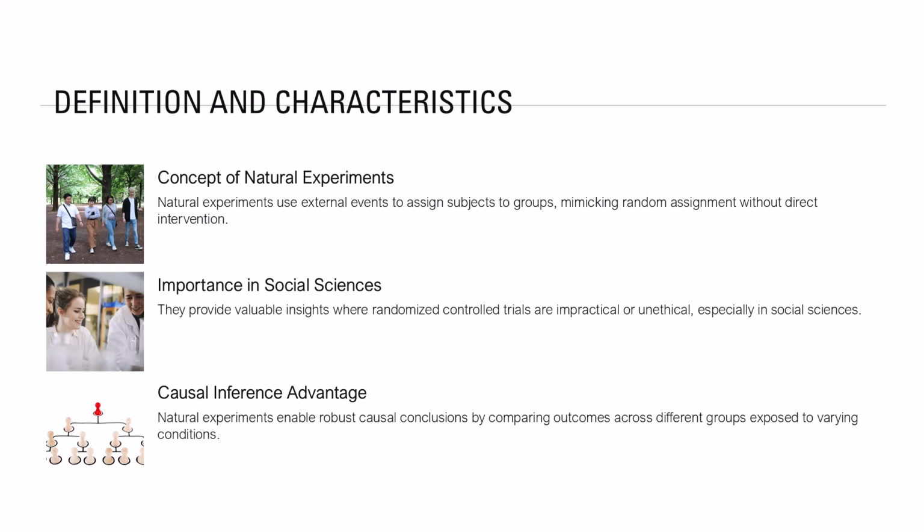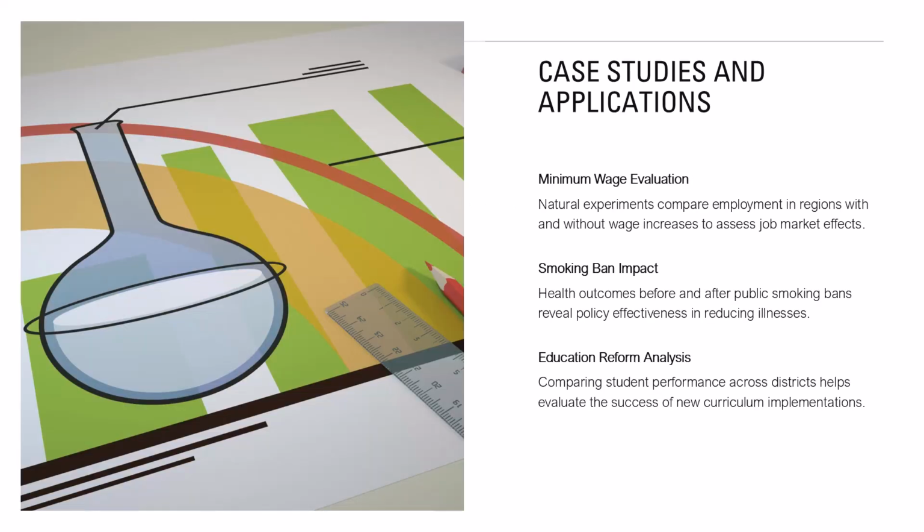The key feature that distinguishes natural experiments from other observational studies is the presence of a naturally occurring division that resembles random assignment, enabling more robust conclusions about cause and effect. Natural experiments have been applied in various real-world contexts to study the effects of policy changes, environmental factors, and social interventions. One notable example is the evaluation of minimum wage increases.